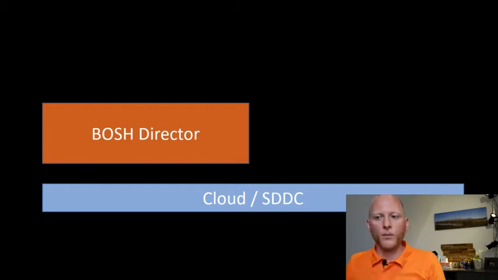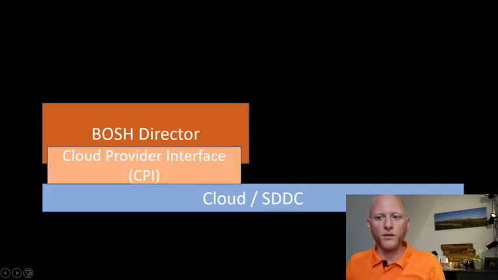And then this VM will make a connection to the SDDC, to the IaaS, using what we call a CPI, a Cloud Provider Interface. This Cloud Provider Interface is the magic that makes BOSH able to talk to different clouds. So it doesn't really matter if you deploy it to vSphere or to AWS. It's kind of the same. It's just the Cloud Provider Interface that's different.